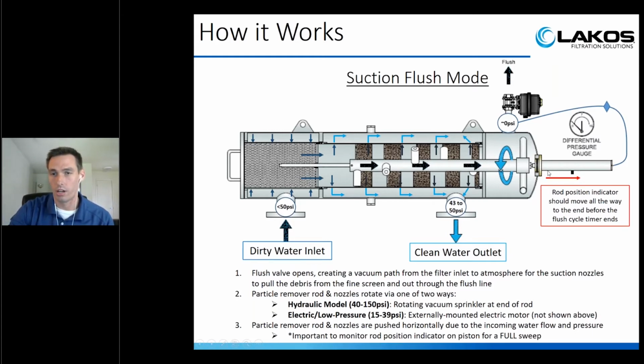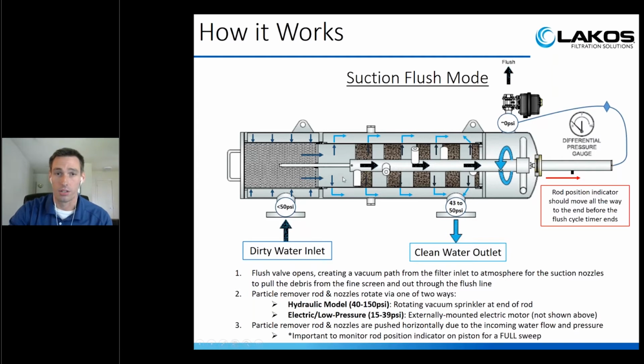This rod position indicator has moved from the home position to the right, so it's moving this direction. You'll be able to see it slowly moving this way. If you have a higher pressure at the inlet, it'll move faster. If you have a lower pressure at the inlet, it'll move slower. So it's important to watch this and count how long it takes to move all the way across, because that's what you're going to use to set your flush duration timer on the controller. It's an on-site part of the startup procedure, so just keep that in mind.